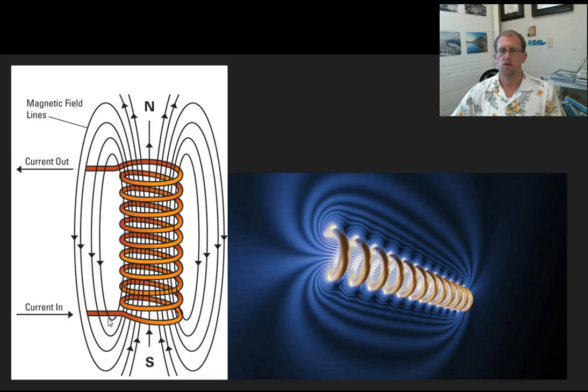So this would be a picture of a solenoid, and the one wire making several loops would have a magnetic field that is stronger than one loop by a factor of 1, 2, 3, 4, 5, 6, 7, 8, 9, 10 loops. So 10 times stronger than a single loop. This is just an artist's rendition of what the magnetic field may look like around a solenoid.